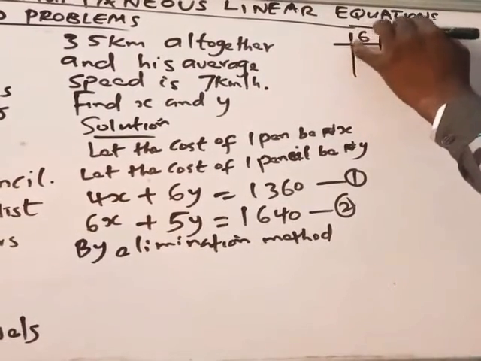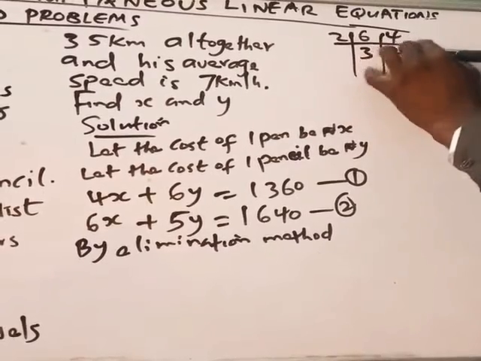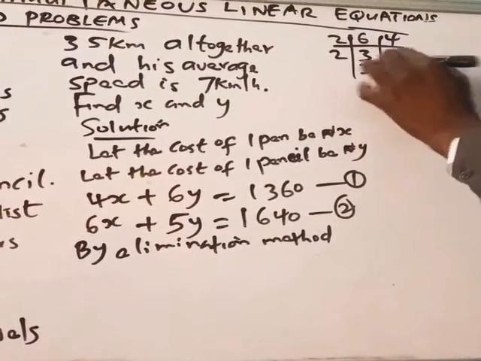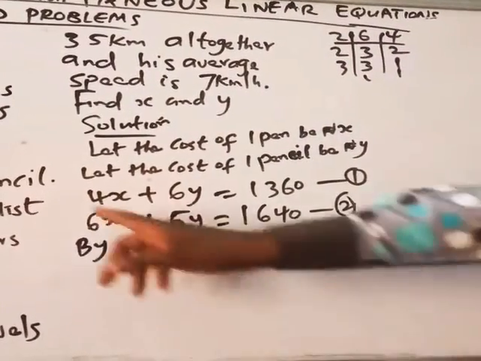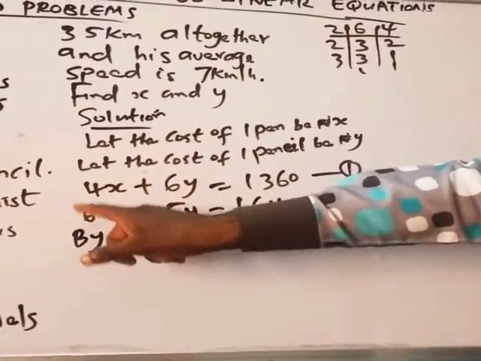So now let's have this way. LCM of 6 and 4. 2 in 6, 3; 2 in 4, 2; 3, 1; 3 here, 1, 1. So 2 times 2, 4, 4 times 3, 12. So the LCM is 12. That means I'll make each of them to be 12, 12.